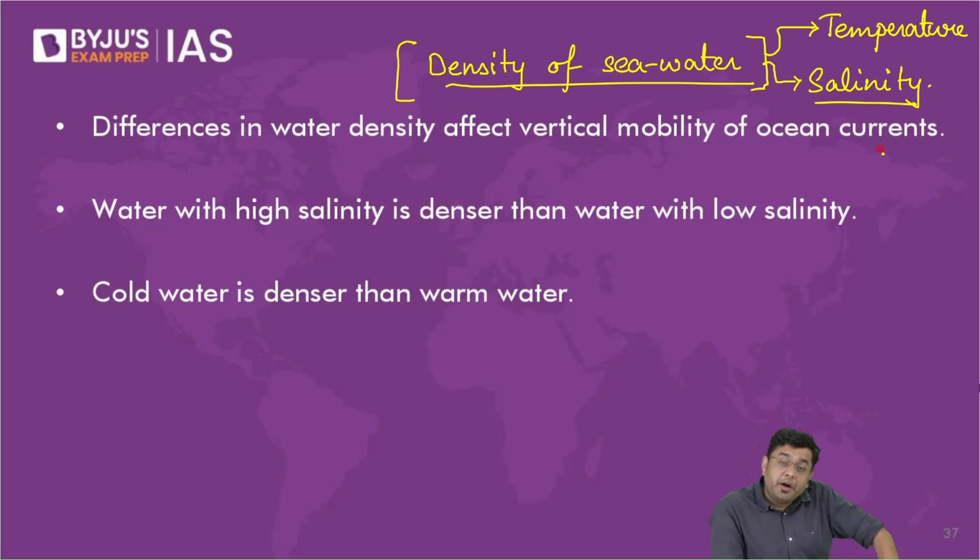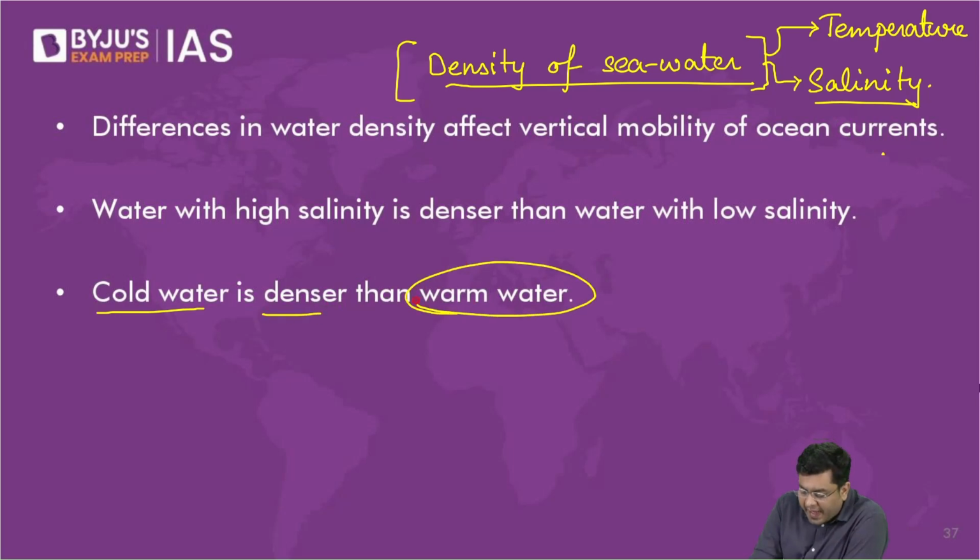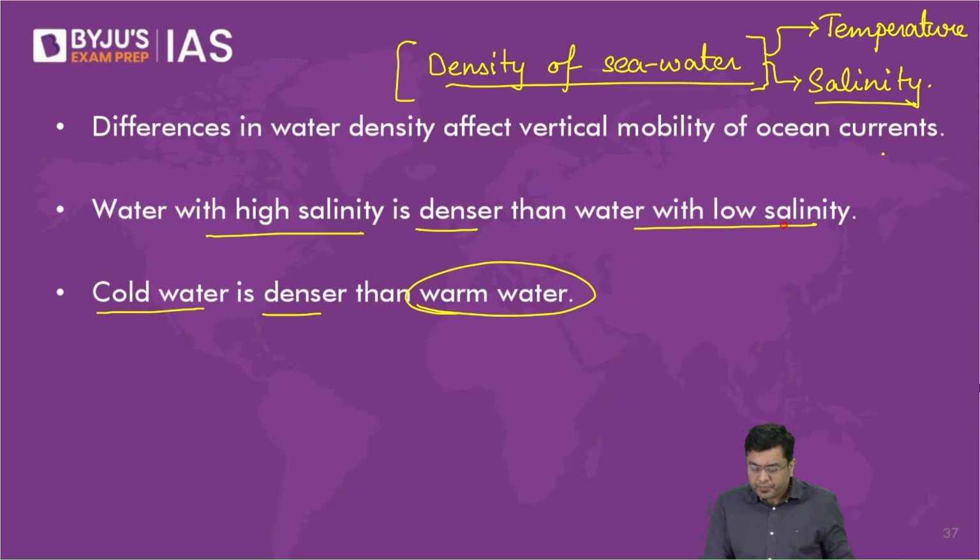Okay. So when we talk about density, if water is warm, particles will move away from each other, so the density will reduce. If the water is very cold, the particles will come closer, just like in the case of air. They will pack themselves closer to each other. So then the density will be higher, isn't it? So here, cold water is denser than warm water. And water with high salinity is denser than water with low salinity.